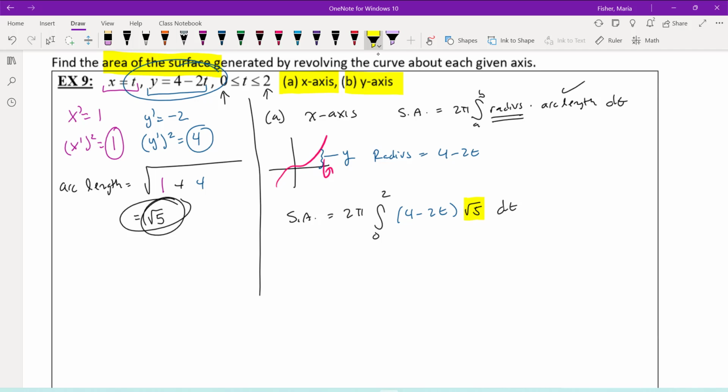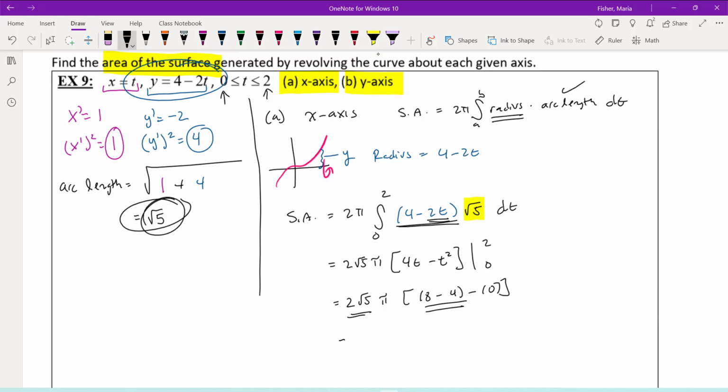Well, just like we said, the square root of 5 is a constant. Let's go ahead and pull that out of the integral, and that becomes 2 square roots of 5 pi. And then if we go ahead and integrate this, the integral of 4 is 4t. The integral of negative 2t is negative t squared, and this gets evaluated from 0 to 2. Plugging in those limits of integration, we end up with 8 minus 4, and then minus a bunch of zeros. Therefore, in the end, this is going to be 4 times 2 square roots of 5, or 8 square roots of 5 pi. Therefore, the area of the surface we get by revolving this parametric equation about the x-axis from 0 to 2 is 8 root 5 pi.